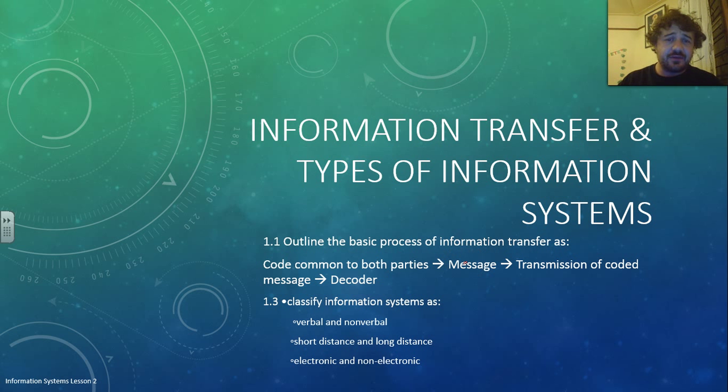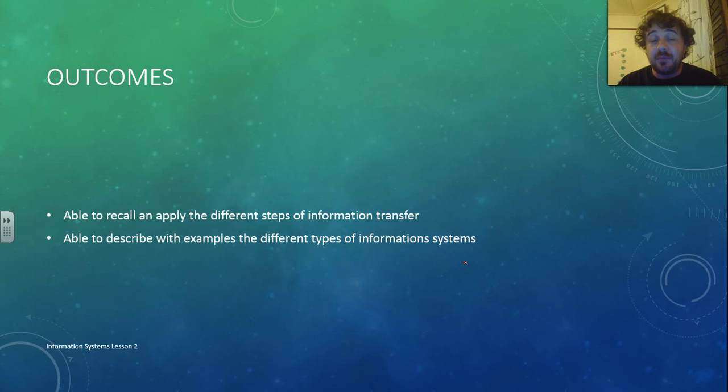All right, so today we're going to talk about what it actually means for information transfer to occur and the different types of information systems we have, and basically three different ways to categorize them. Okay, so hopefully by the end of this you'll be able to recall and apply the different steps for information transfer, and you should be able to describe with examples the different types of information systems.